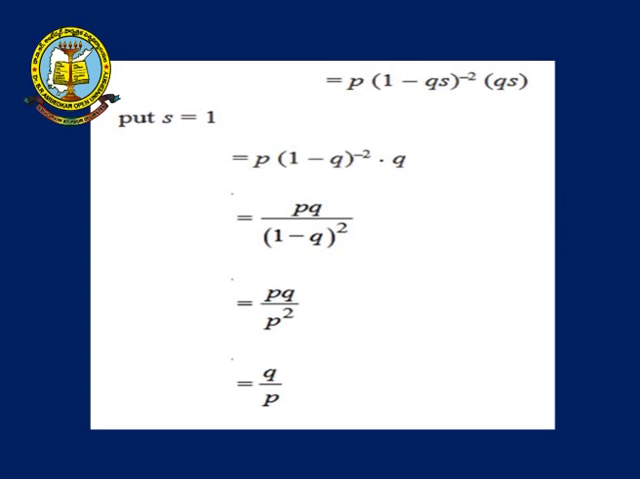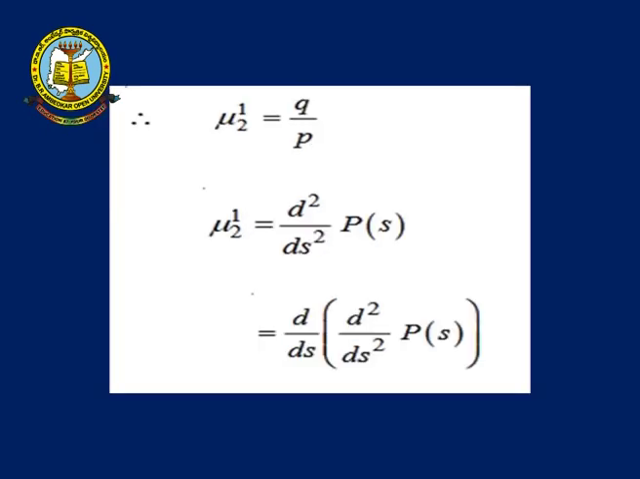So, p into (1 minus q) whole power minus 2 into q, since s is equal to 1. So, therefore, p q into (1 minus q) whole power minus 2. The power minus 2 in the numerator comes to the denominator, so we can write (1 minus q) whole square. So, therefore, p q by (1 minus q) square, that is p square, which is q by p after simplification. So mu 1 dash is q by p. What is mu 2 dash?